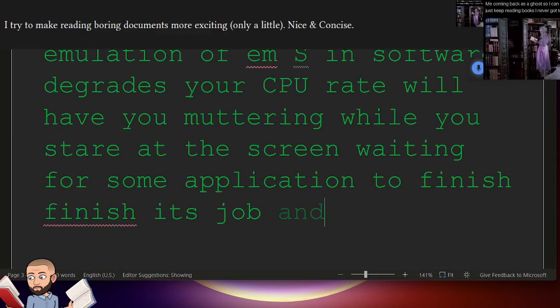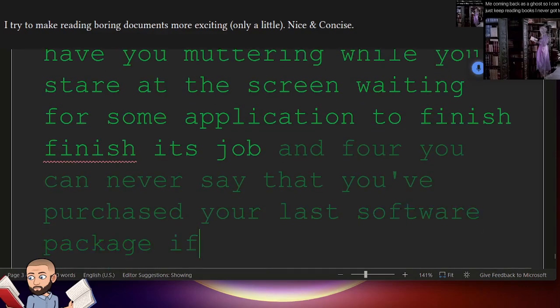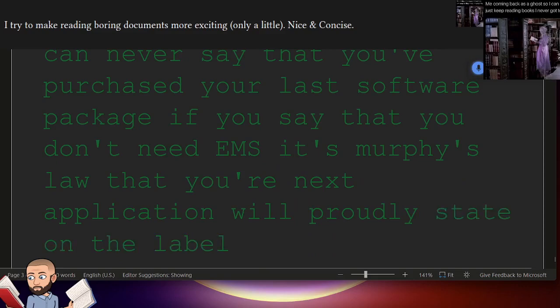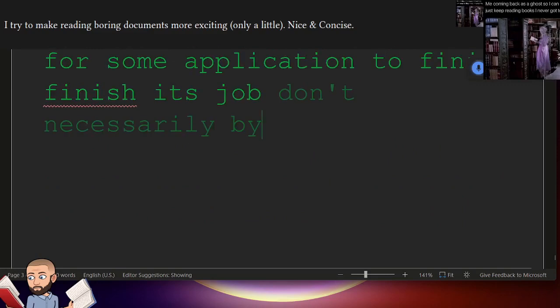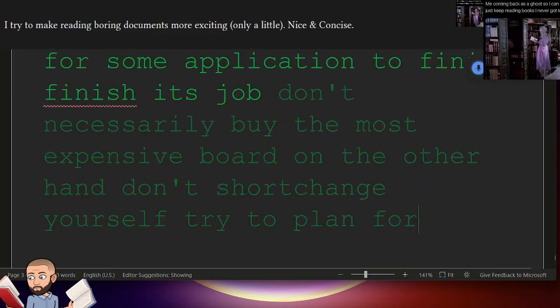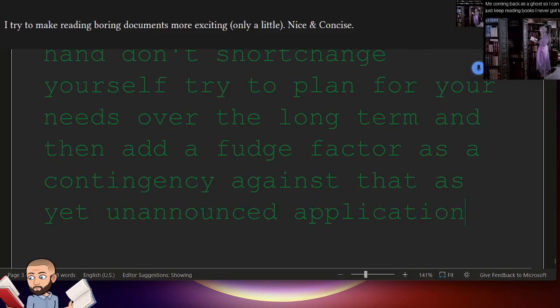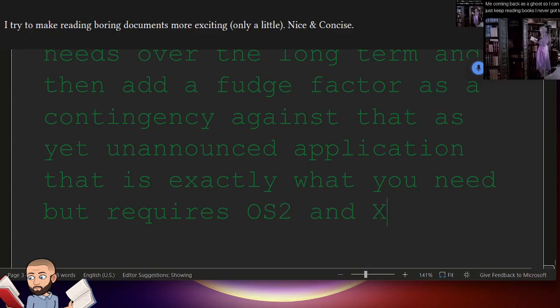And 4, you can never say that you've purchased your last software package. If you say that you don't need EMS, it's Murphy's Law that your next application will proudly state on the label that it uses EMS to give you extra workspace. Don't necessarily buy the most expensive board. On the other hand, don't shortchange yourself. Try to plan for your needs over the long term and then add a fudge factor as a contingency against that as yet unannounced application that is exactly what you need but requires OS/2 and X megabytes of memory.